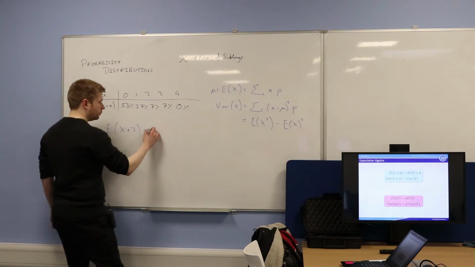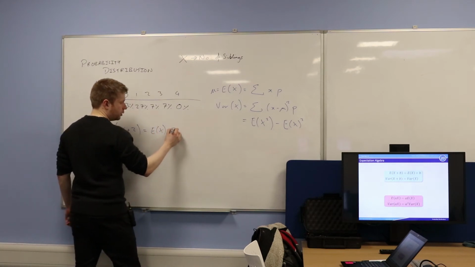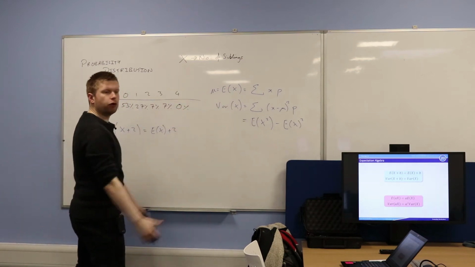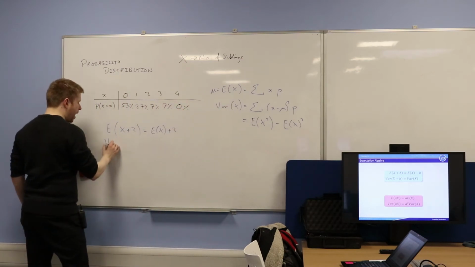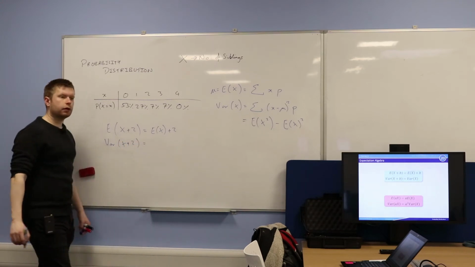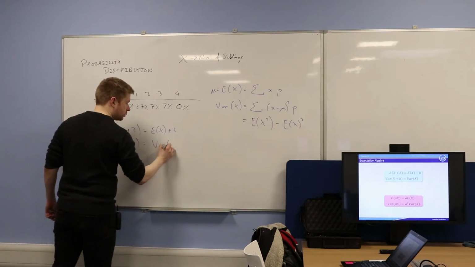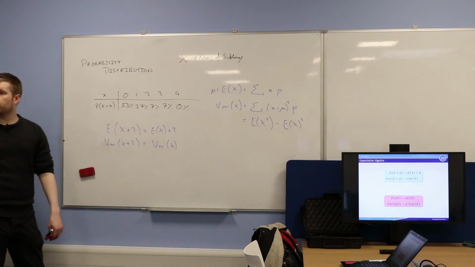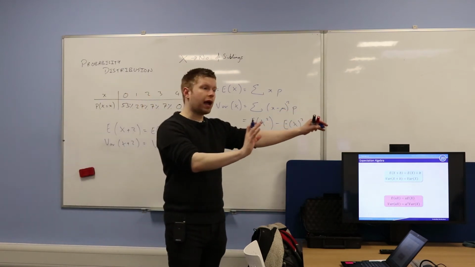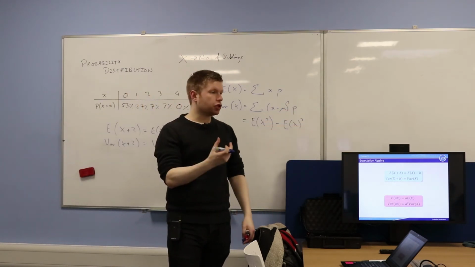Adding x plus 2. Good. Just simply the old expectation plus 2, because of course the expectation has moved with this transformation. But what would the variance of our x plus 2 be? The same as the old one. Yeah, the old variance of x. Because remember, variance describes spread. If you just move everything to the right or everything to the left, the spread doesn't change.